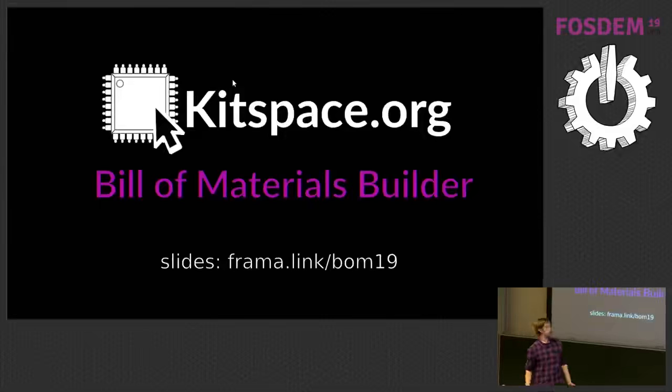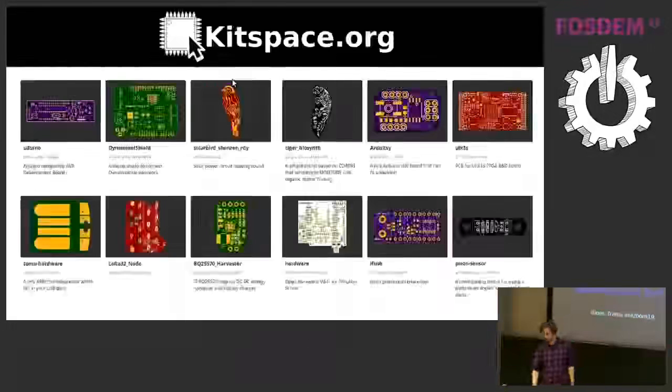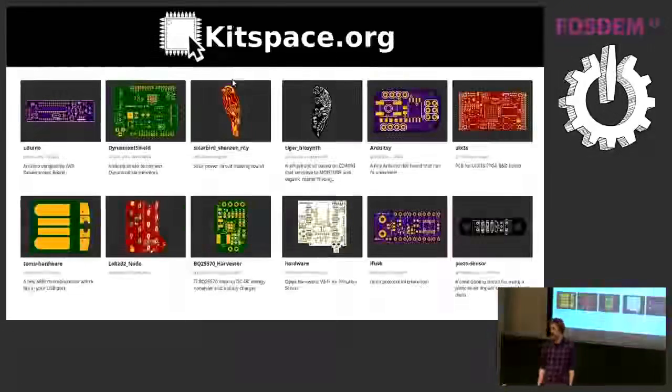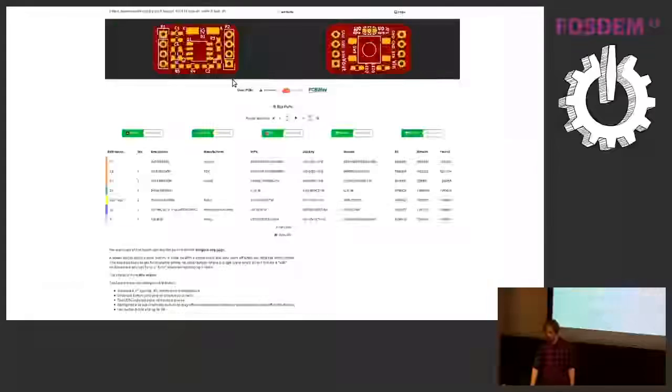Right, so I'm going to talk about a bill of materials editor that I'm working on for Kitspace.org. Kitspace.org is a project sharing platform where, at this stage, you put stuff in a Git repository somewhere and send me a link or a pull request on GitHub to add your project. The idea is to have this repository of easily replicatable designs.